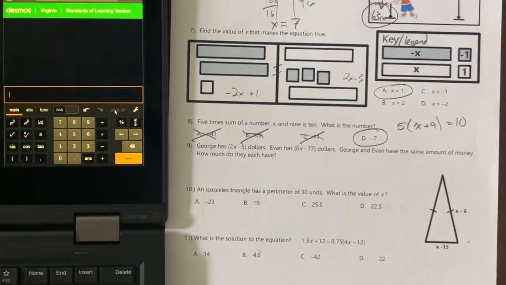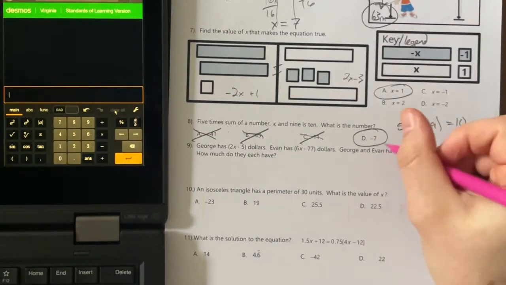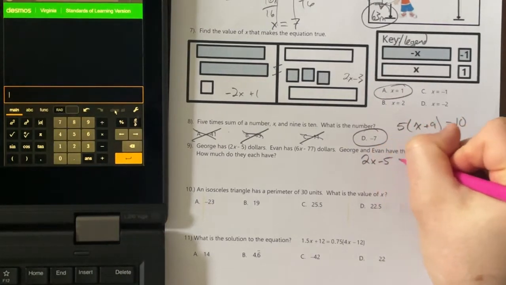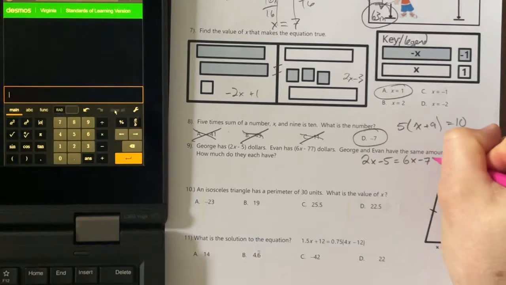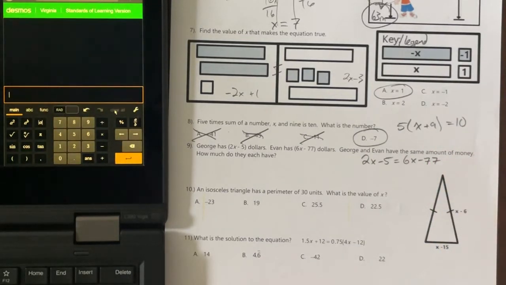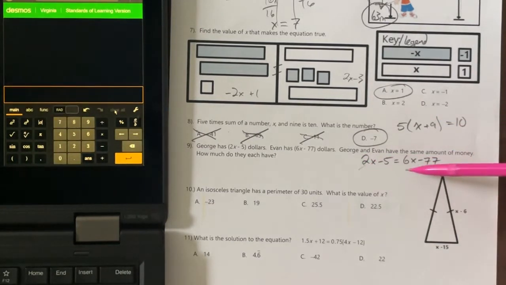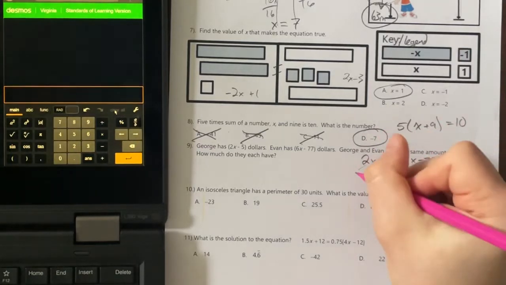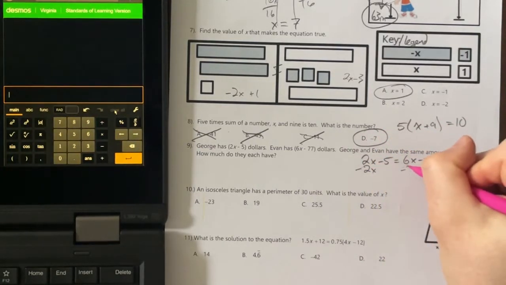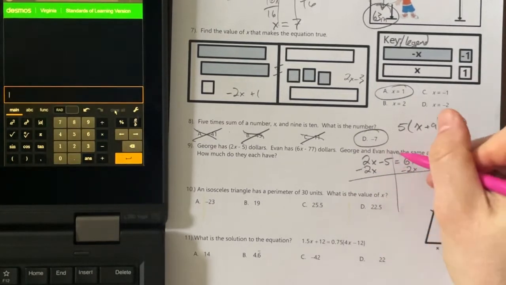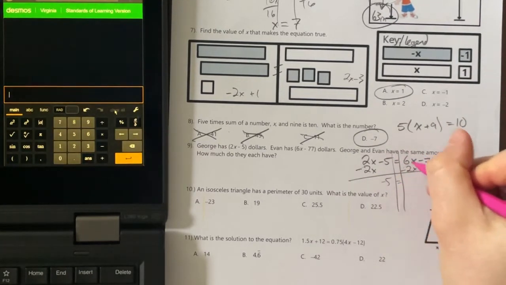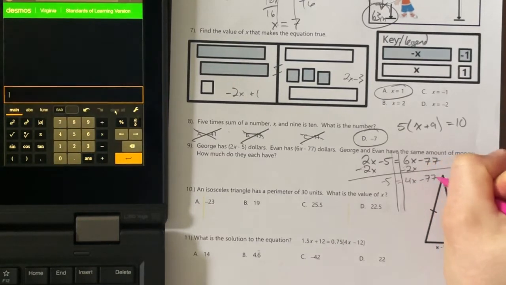For number 9, it says George Costanza has 2x minus $5. Evan has 6x minus $77. George and Evan have the same amount of money. How much do each of them have? So, again, make sure you can set up your equation like always. So I can have 2x minus 5 is equal to 6x minus 77. If I have variables on both sides, I can get rid of the one that has the lower coefficient. So I look at my 2 coefficients. Which one's lower? The 2. And so that is what I'm going to add the opposite to both sides. I have minus 2x to both sides. So I have negative 5 is equal to 4x minus 77.